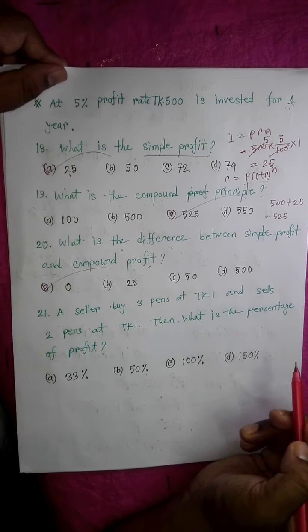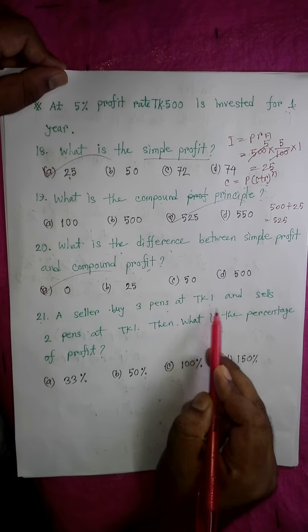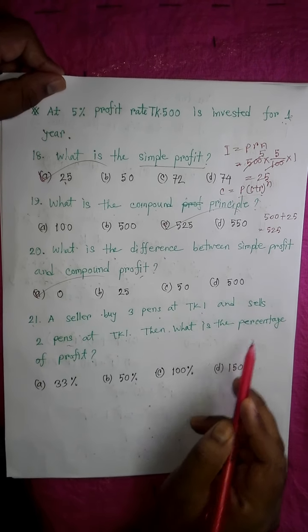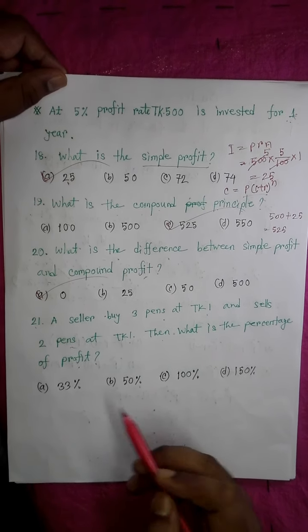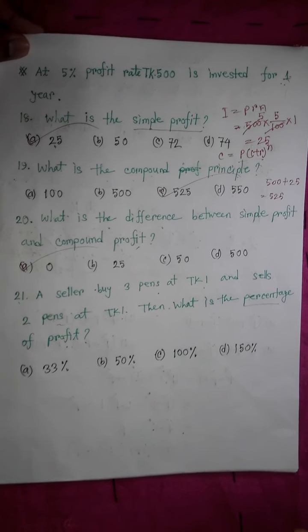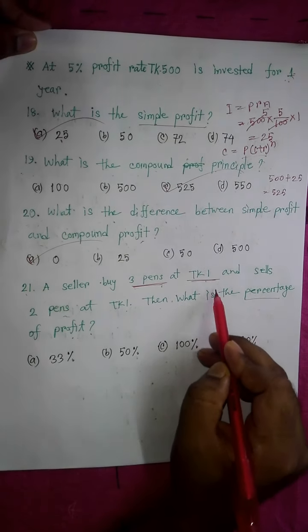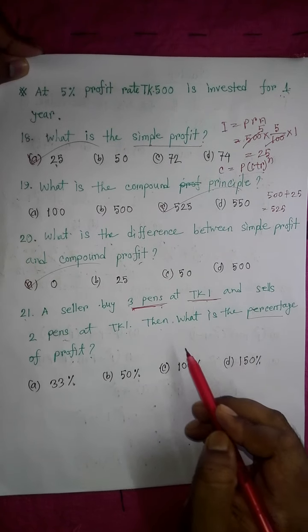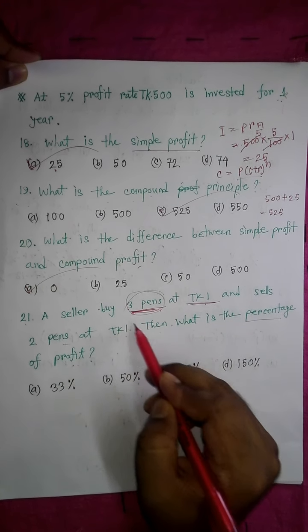Now another important question number 21. A seller buy 3 pens at taka 1 and sells 2 pen at taka 1. Then what is the percentage of profit? At first we need to find the amount of profit and then we find the percentage. Here the seller buy 3 pens at taka 1, so the cost price is 1 taka, and amount of pen is 3. So here 3 pen is buy, so we sell all of the 3 pen.